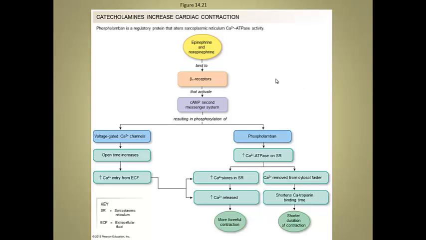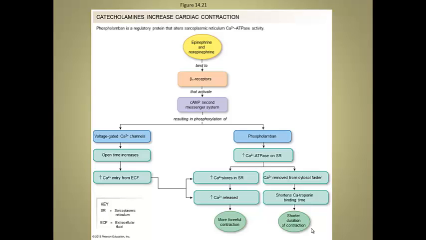On the other side of this, cyclic AMP phosphorylates phospholamban. That's going to increase the calcium uptake in the sarcoplasmic reticulum. It's going to store more calcium, which allows for more calcium release, allows for more forceful contraction. It's also going to help remove calcium from the sarcoplasm faster, which shortens the binding time with troponin. Shorter duration of contraction allows for an increase in heart rate.